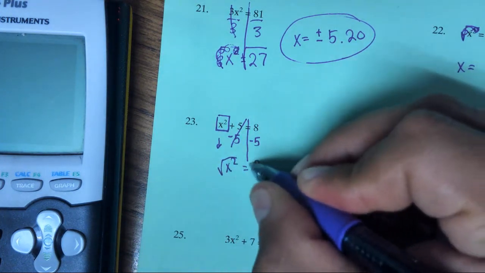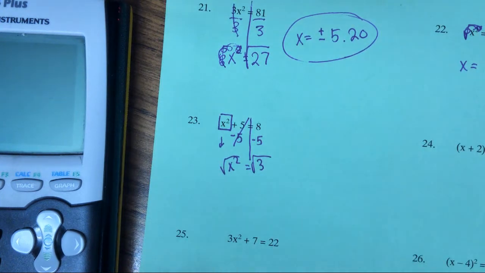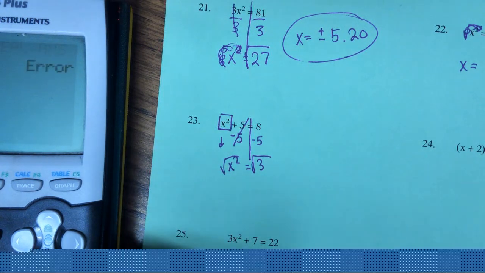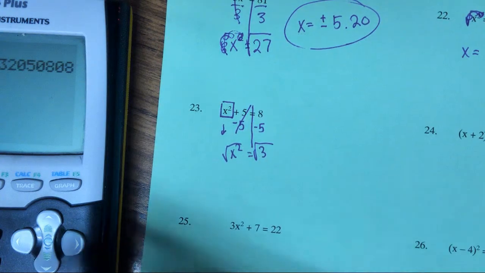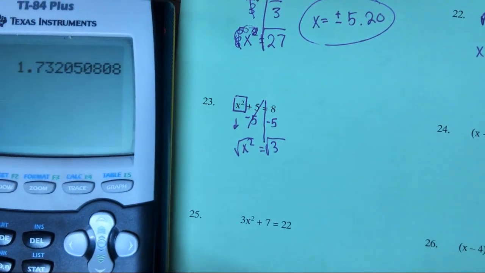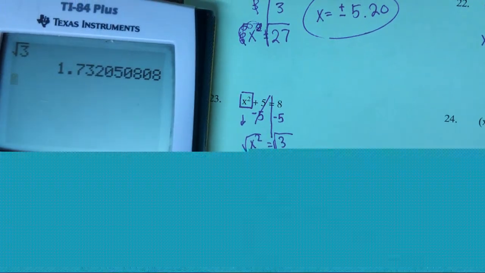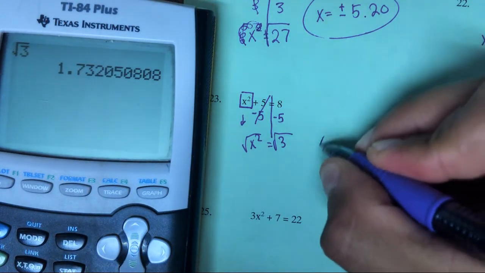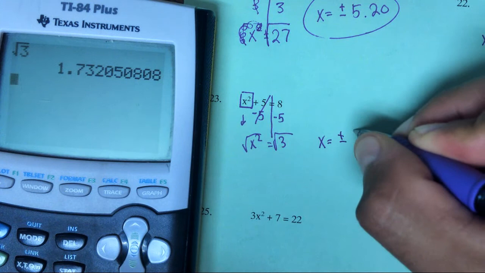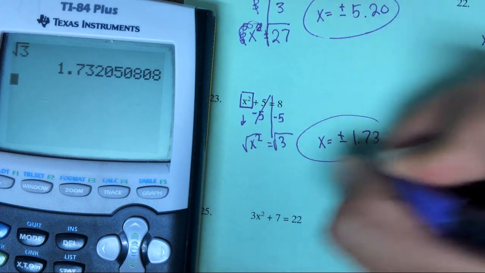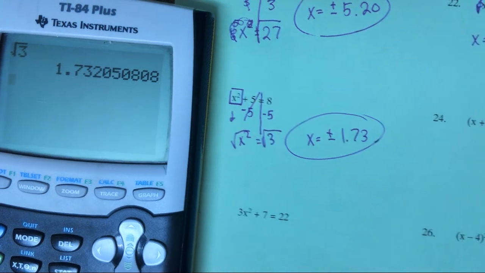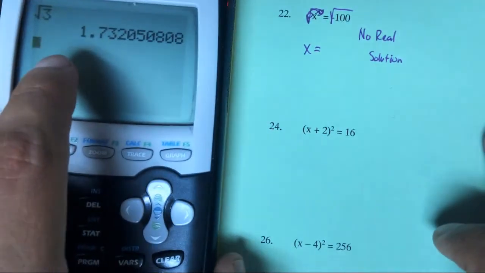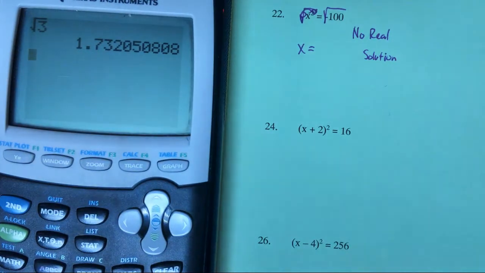And now I can take the square root of both sides. So my solution is the square root of 3. Whoops. Which is 1 point, sorry, you can't see this, 1.73. So x equals plus minus 1.73. That's my solution. All right, and then we'll do one of these. We'll do 24, and then I think we're going to have to call it a day.